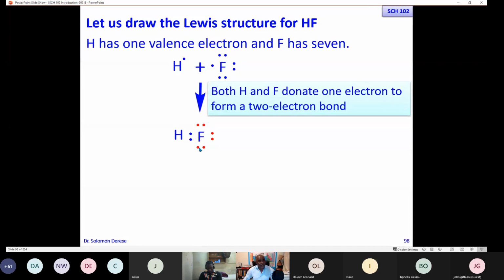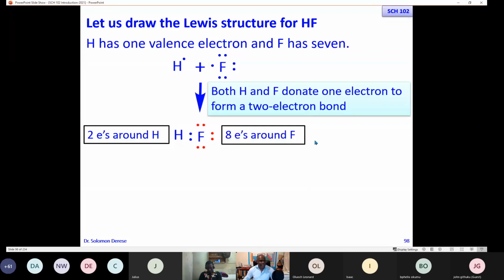So if you look at fluorine, in addition to these 6 electrons, which are on the fluorine itself, not involved in any type of chemical bonding, the lone pairs of electrons, it has these bonding electrons. So on the fluorine, we'll have 8 electrons. On the hydrogen, we'll have 2 electrons. 2 electrons around the hydrogen, 8 electrons around the fluorine. As a result, this is a valid Lewis structure for hydrogen fluoride.